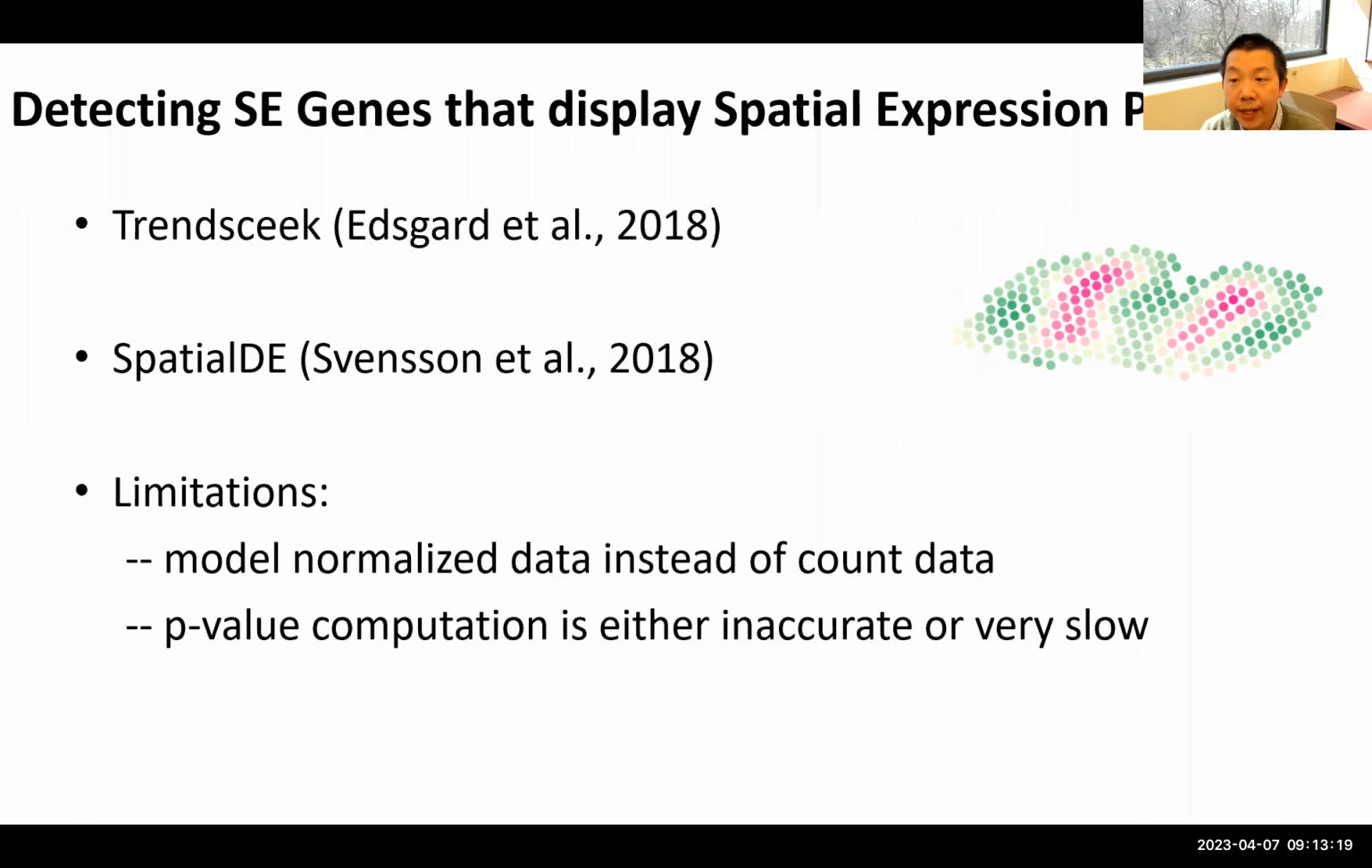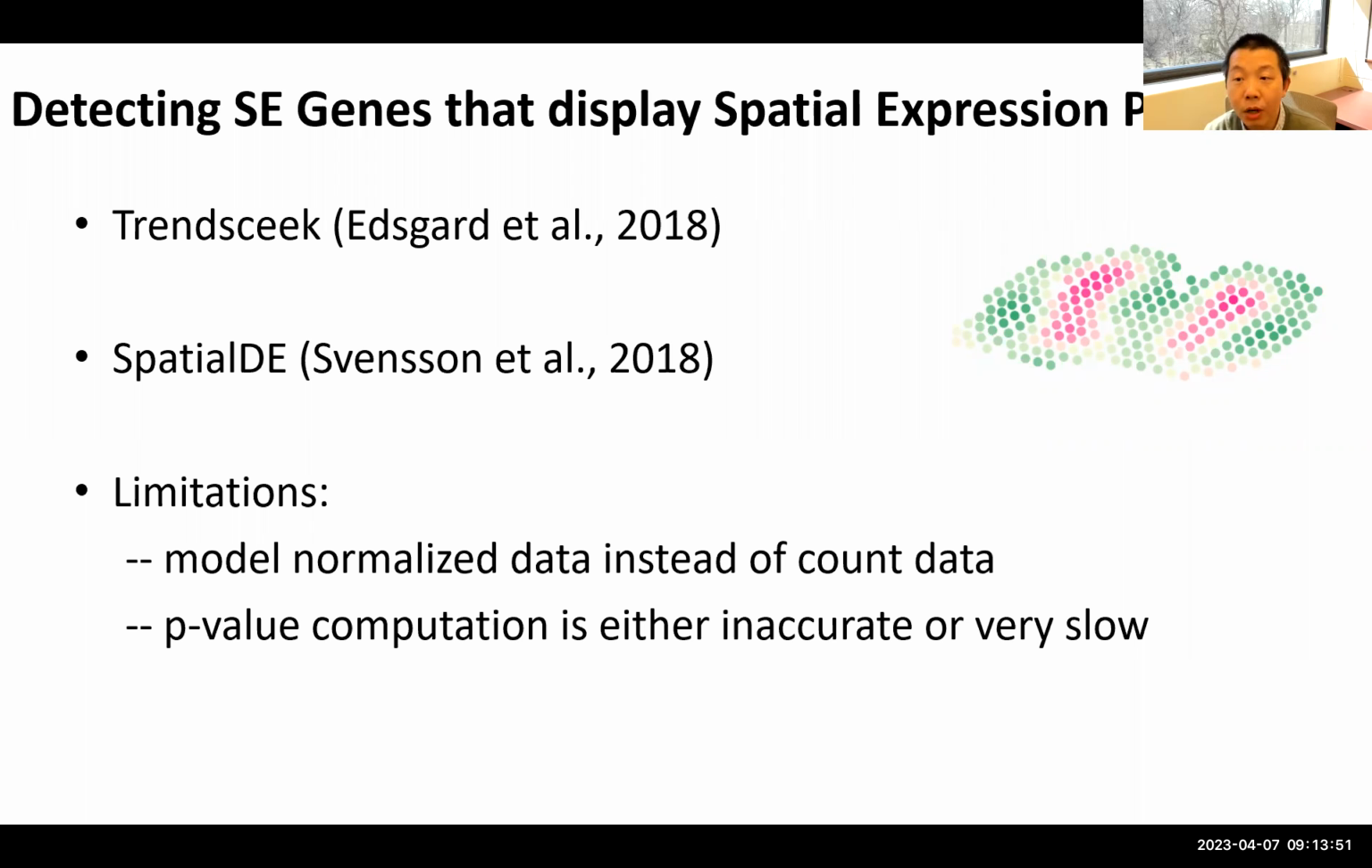Our goal here is to identify genes that show this type of spatial expression pattern, which can then give us a clue on how the tissues are really organized and how the transcriptomics really contribute to the functionality of the tissue. When we first developed our method, two methods had already been developed. One is called Trendsceek, the other called SpatialDE. Both methods have important limitations. Specifically, both methods try to model normalized data instead of the raw count data.